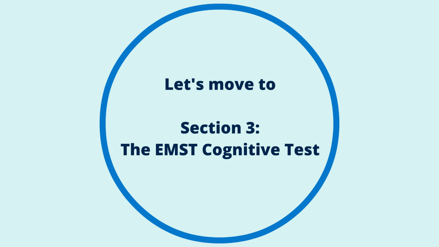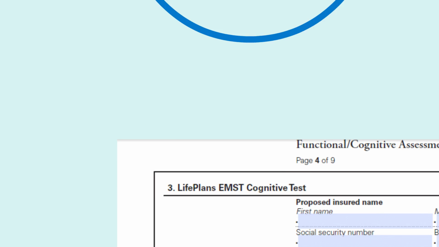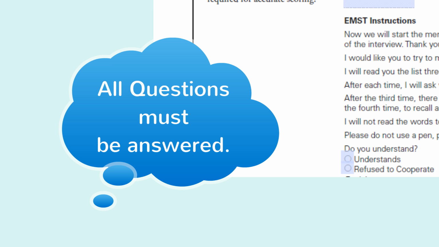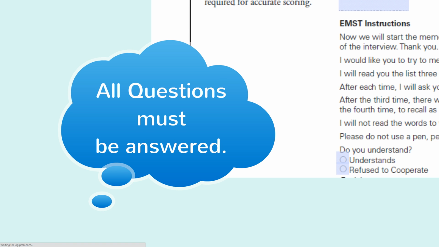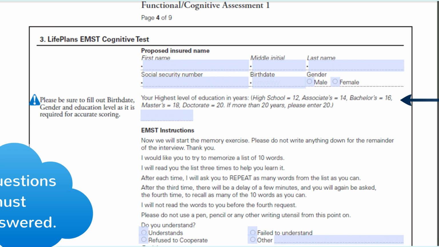Now let's move to Section 3, the EMST cognitive test, which we previously discussed. Again, we remind you that every question must be filled out in its entirety. Certain answers affect the calculations differently, so accuracy is key here. One of the most common errors is leaving out a birth date, gender, or education level, or recording the education level incorrectly.